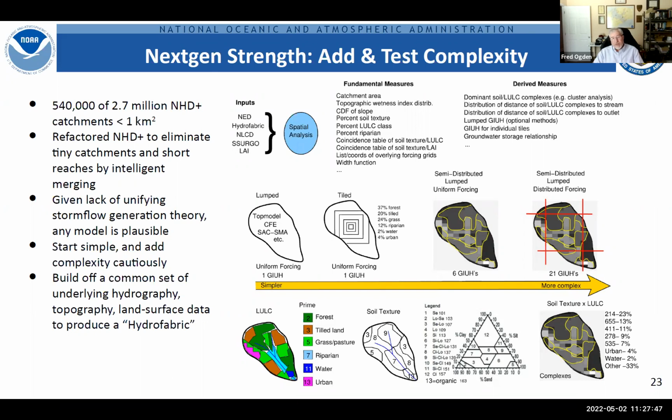Then we could add complexity where we go to semi-distributed, but it's still lumped with uniform forcing, where we might have different soil land use complexes, like that stuff along the bottom row, which show how you might calculate those. And each one of those dominant soil land use complexes might have its own GIUH. And then finally, we could get to a place where we're using that semi-distributed model with distributed forcing, and that increases the complexity further. But the cool thing is, we're building all of this off a common set of underlying hydrography, topography, land surface data that we call the hydrofabric. And I'm going to talk about that for the rest of the presentation. Next slide, please.